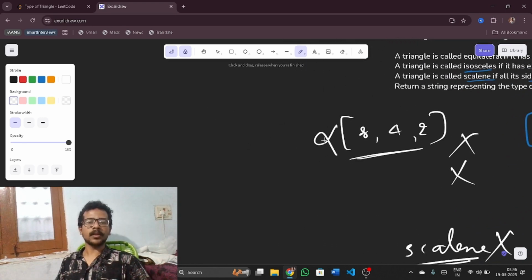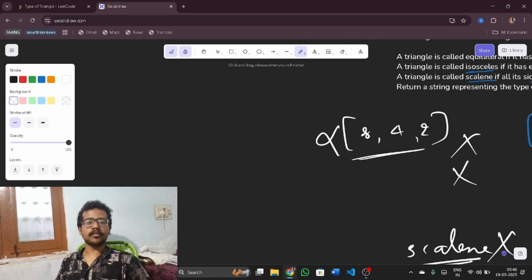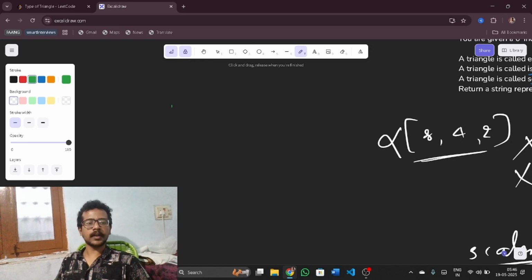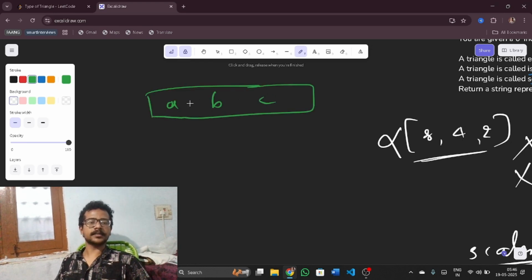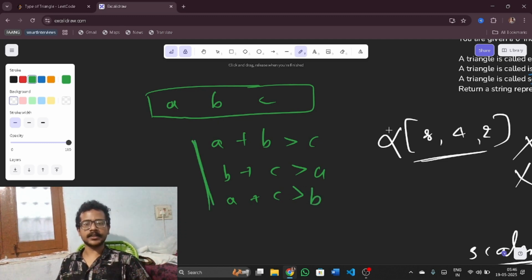So what are the conditions for a triangle? If A, B, C are the sides of a triangle, then A plus B should be greater than C, and B plus C should be greater than A, and A plus C should also be greater than B. So these are the three conditions to form a triangle.